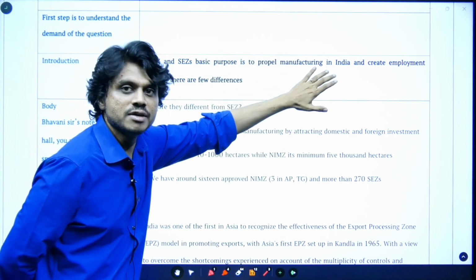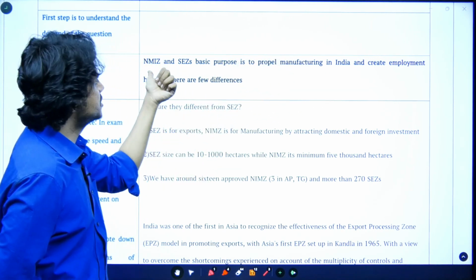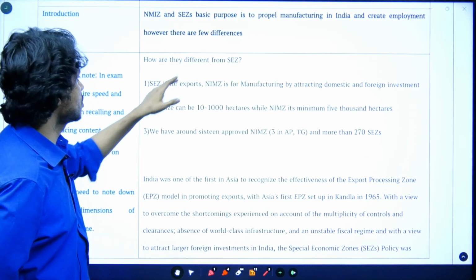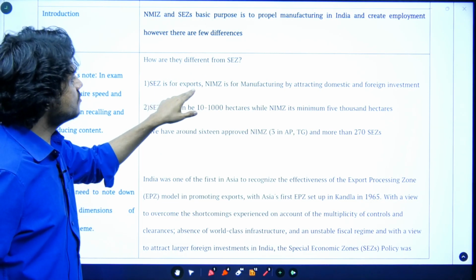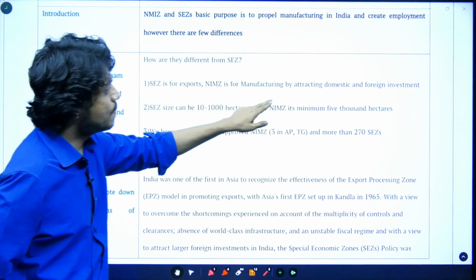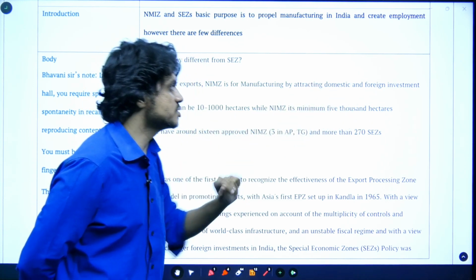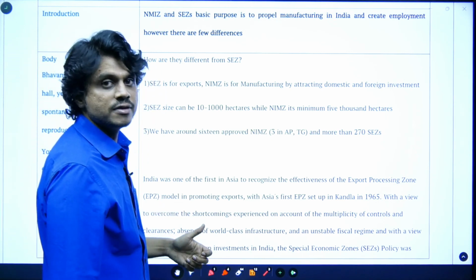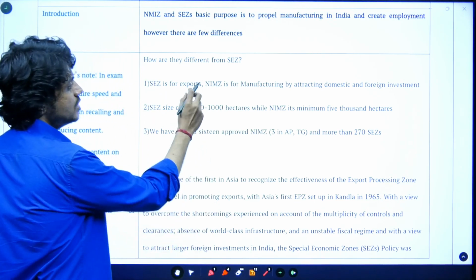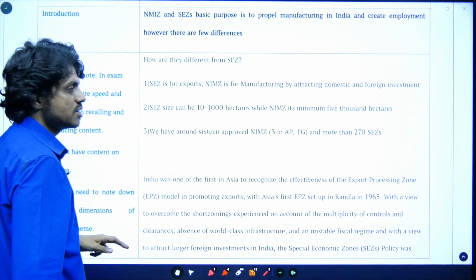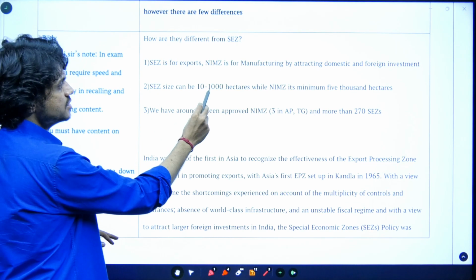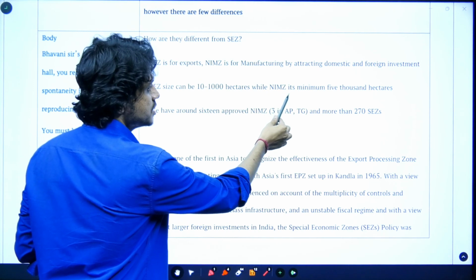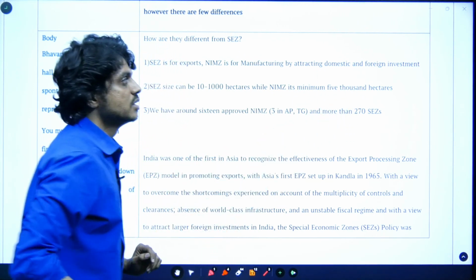Both the NMIZ and the SEZs have the same, similar purpose, but there is a difference. That difference we talk about here. SEZ is primarily for export, NIMZ is for manufacturing by attracting domestic and foreign investment. You can also add one more point. The SEZ has been created through legal backing, the SEZ Act 2005, while NIMZ is part of the national manufacturing policy. Then the size of the SEZ is smaller in nature, 10 to 1000 hectares of land, while NIMZ has a minimum size of 5000 hectares.